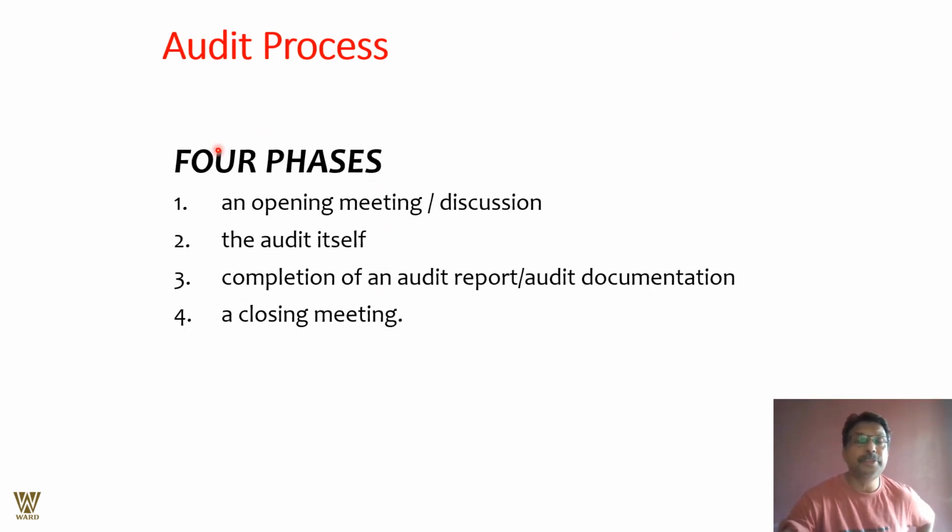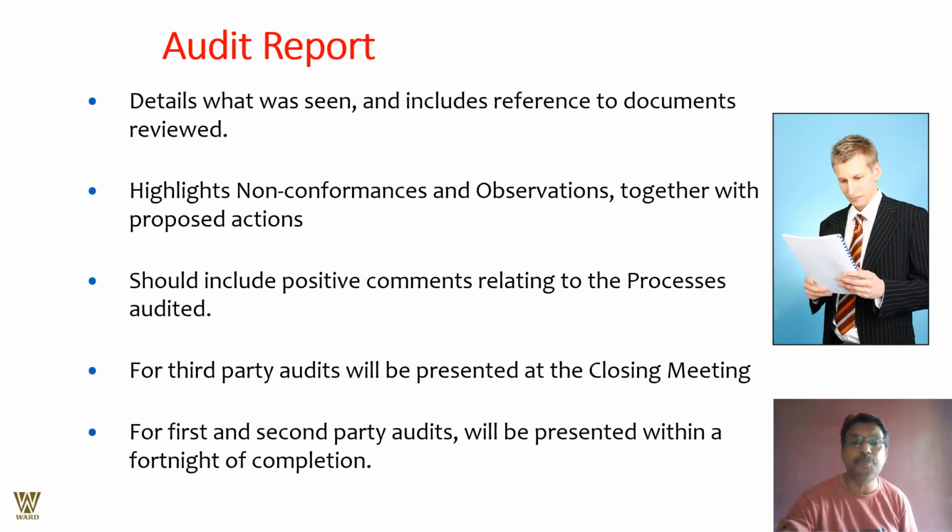There are four phases to the audit process. One is the opening meeting or the discussion phase. Then the audit itself will be implemented. Then completion of the audit report and the closing meeting. So opening meeting, closing meeting, auditing as it goes around, and the report thereof. So these are the four phases.